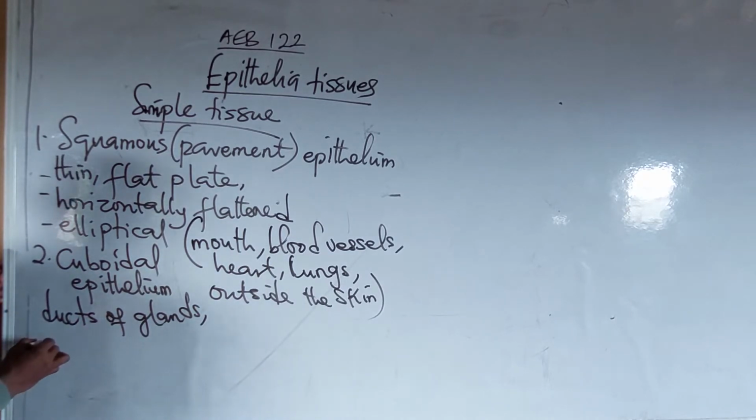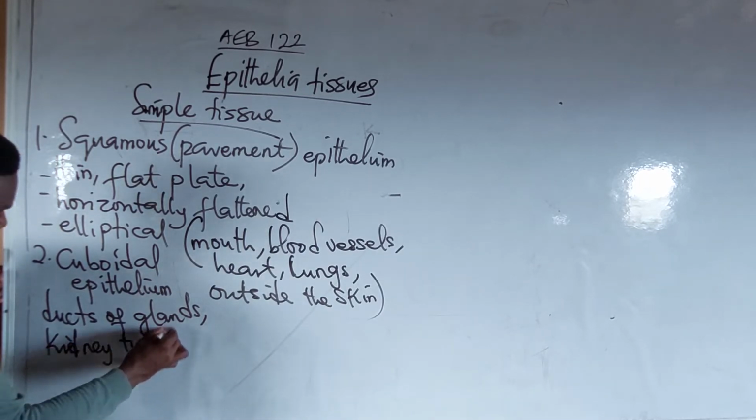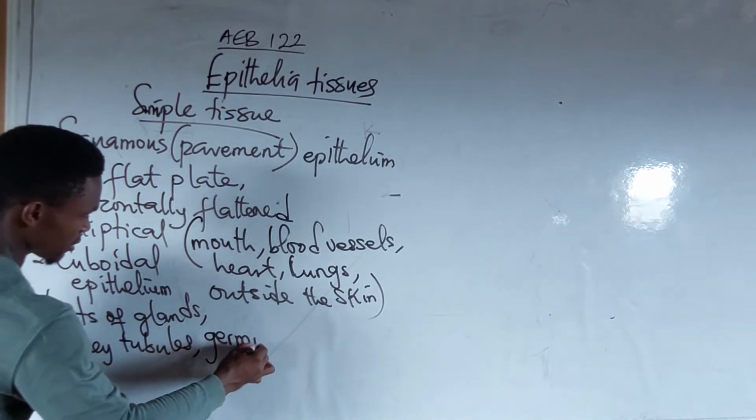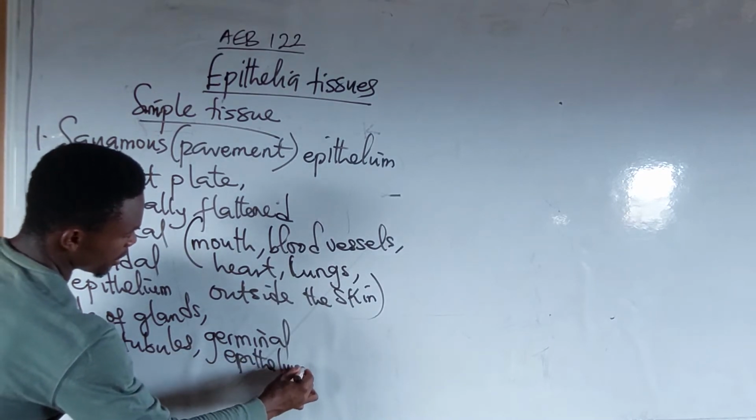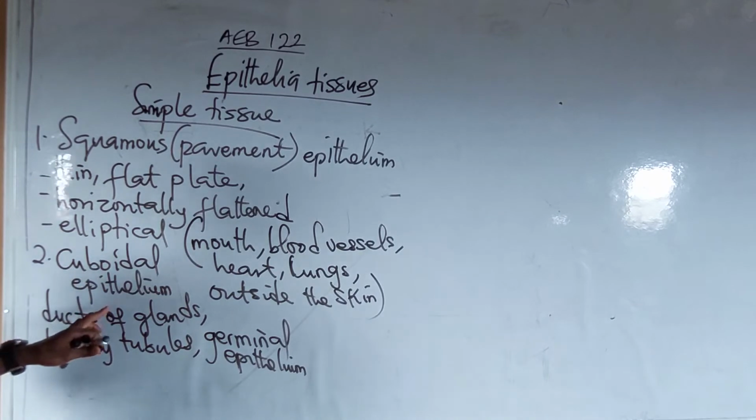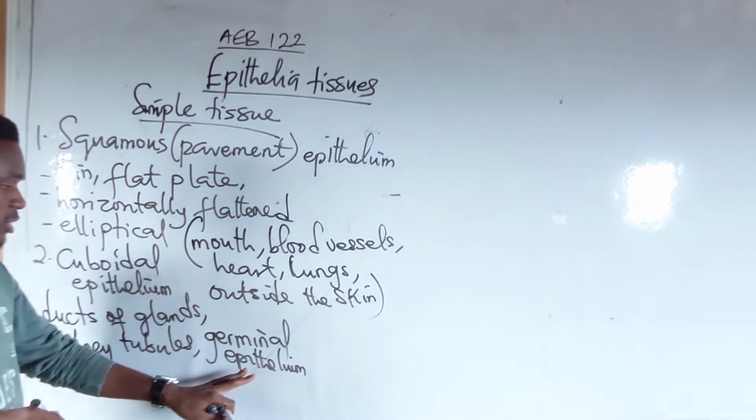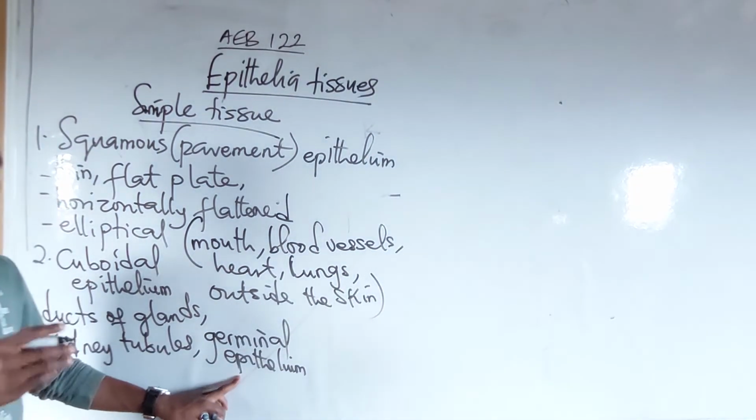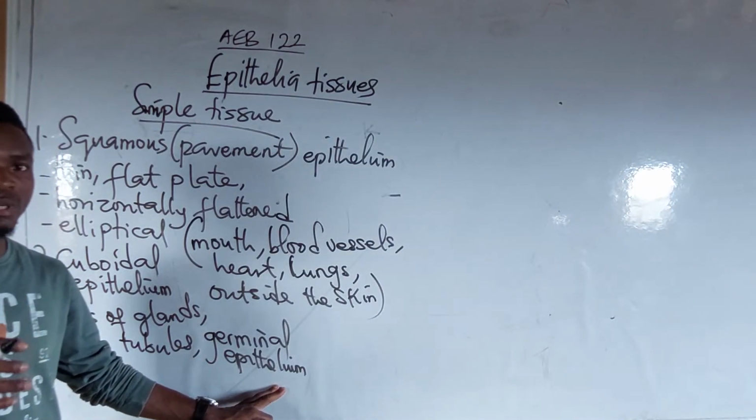what? Glands. We have kidney tubules, and even the germinal epithelium. All right. Please, the cuboidal epithelium is found in the ducts of glands, kidney tubules, and what? Germinal what? Epithelium. You know, it is this germinal epithelium that produces sperm in a male animal and egg or ovum in a female animal.